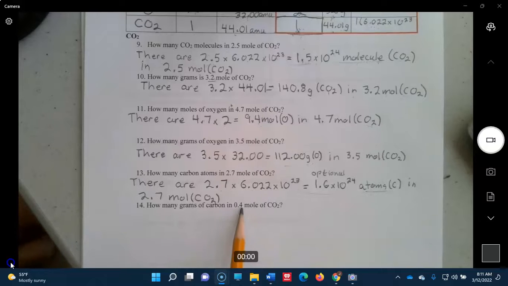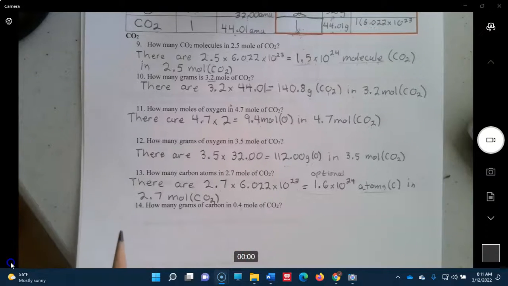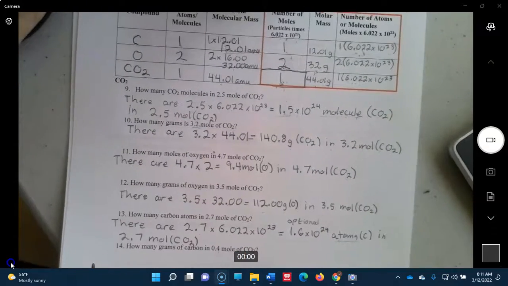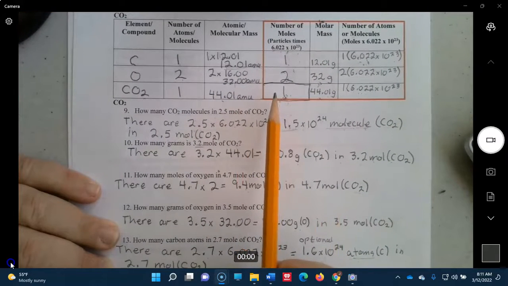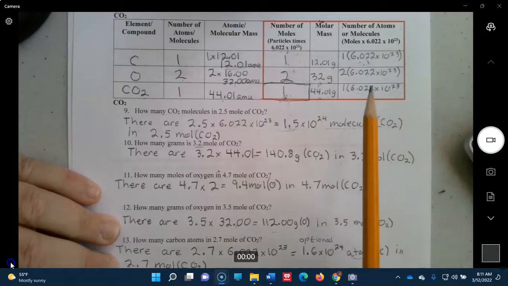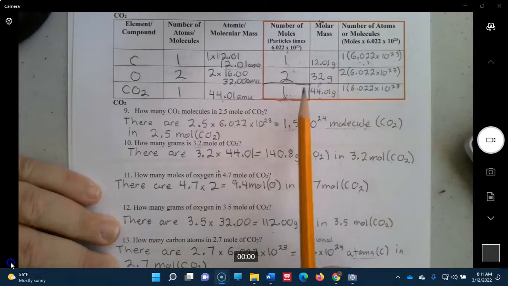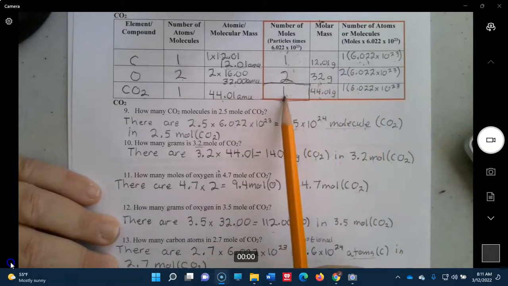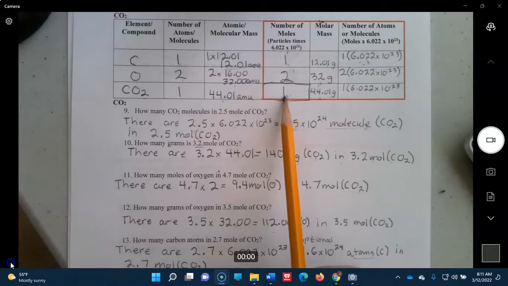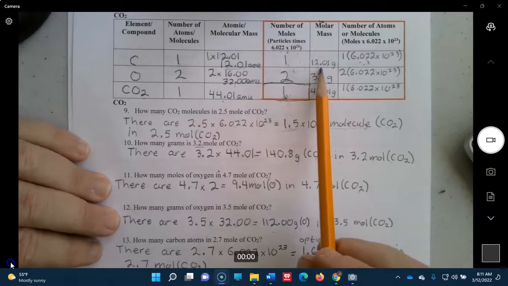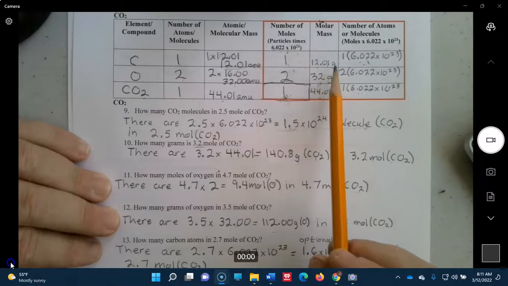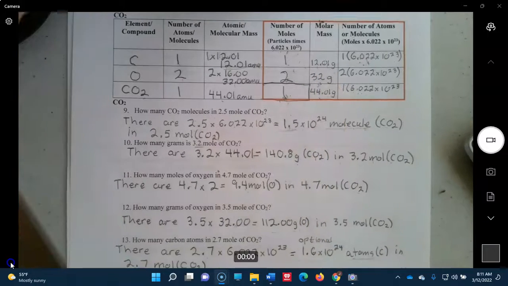So you don't always have to scale up. This one's going to be less. It's going to go down. You have less than 1 mole of CO2. So let's look at that. So you need 12.01 grams of carbon for 1 mole. So if you want 0.4 moles, you just multiply that by 0.4. Don't do any dividing here. 1 times 0.4 is 0.4 moles of CO2. So 0.4 times 12.01 grams of carbon. So we'll go ahead and write that out.